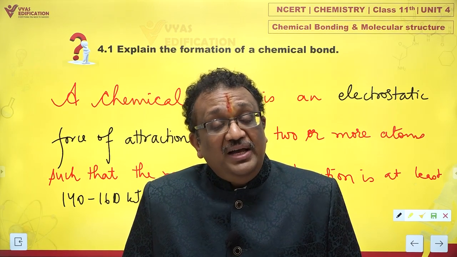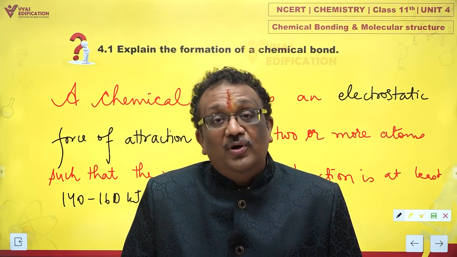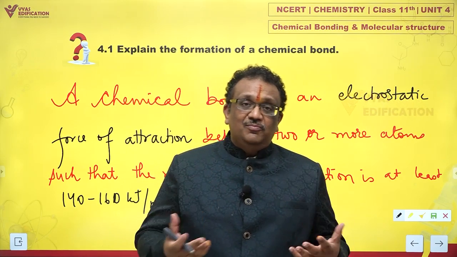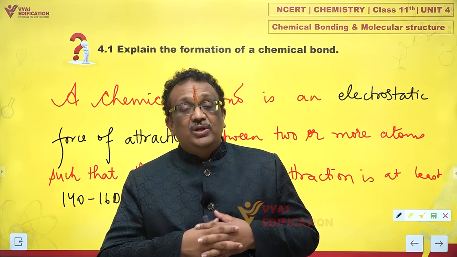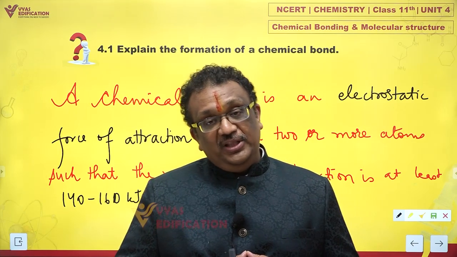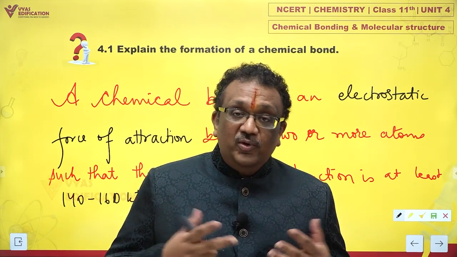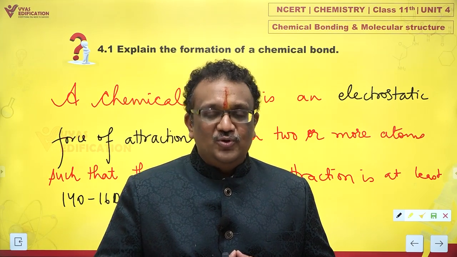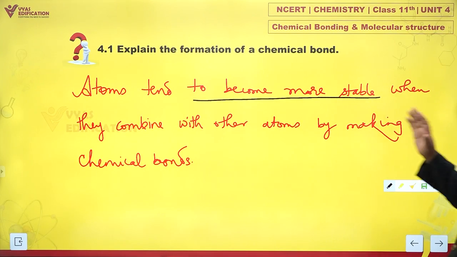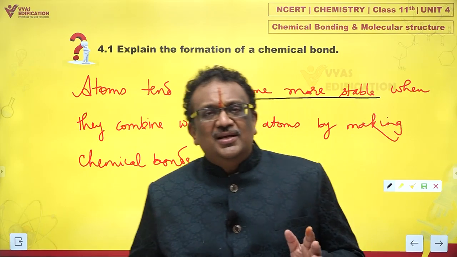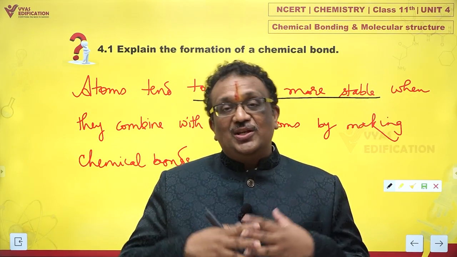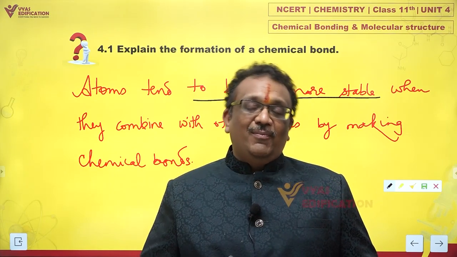Now the next part, why is the chemical bond formed? A chemical bond is formed because most of the atoms, if they're alone, are not very stable. They want to attain better stability by coming close to each other or by combining with each other. So how do we put it down exactly in the form of an answer? Atoms tend to become more stable when they combine with other atoms by making chemical bonds. The most fundamental and simple reason is they want to become more stable, and they attain this stability when they form a bond.